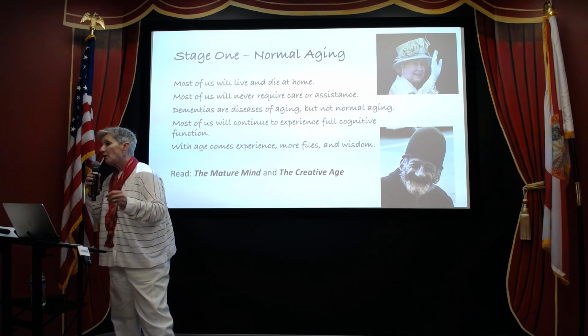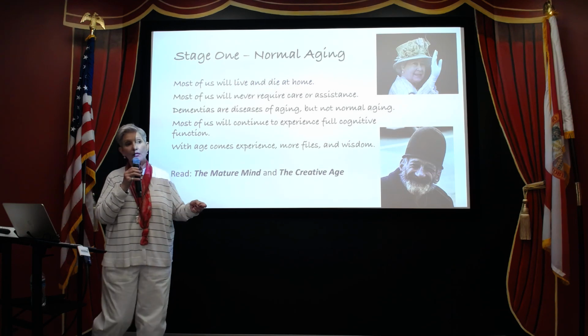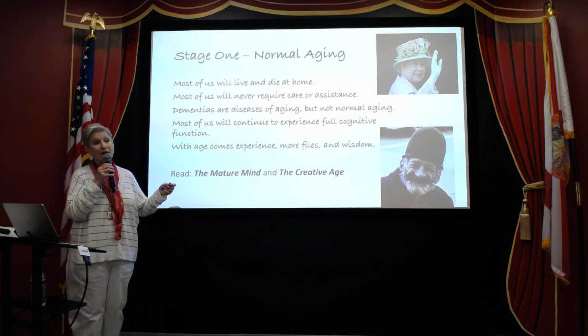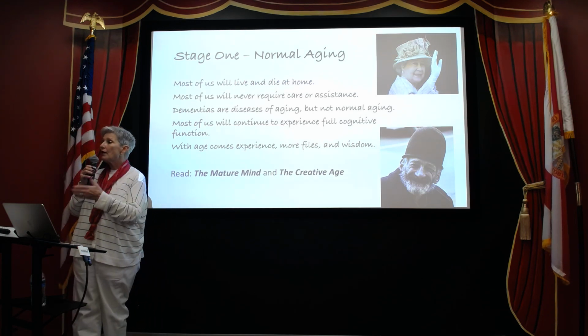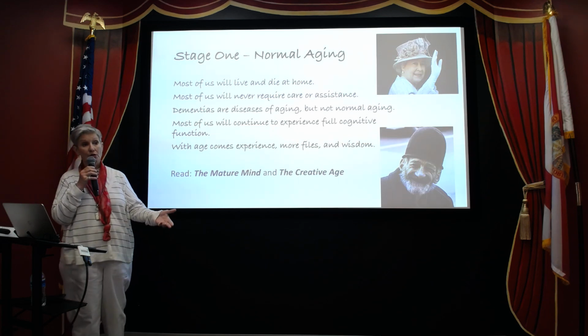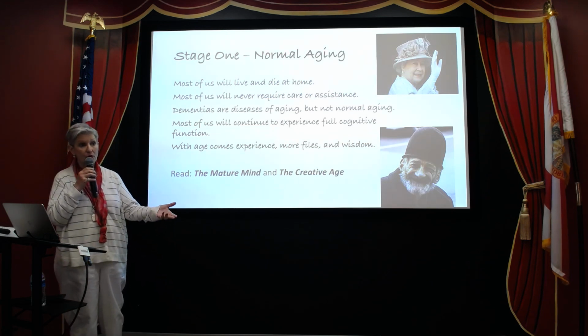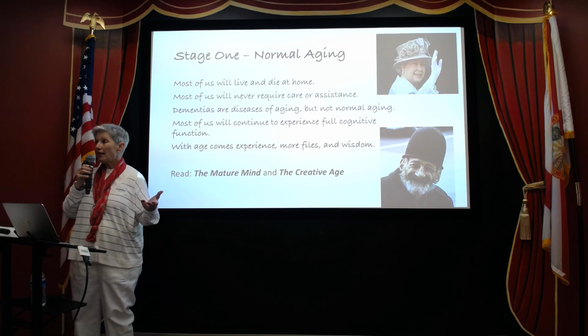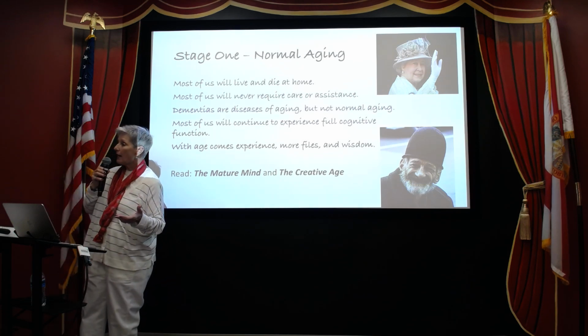So you and I are stage 1. We are aging normally. We do not expect you to develop dementia. We expect you to age normally. And by aging normally, that means that we're never going to have anyone have to help us. We may go a little slower. We may move a little slower. But basically, we should age in a very positive manner.